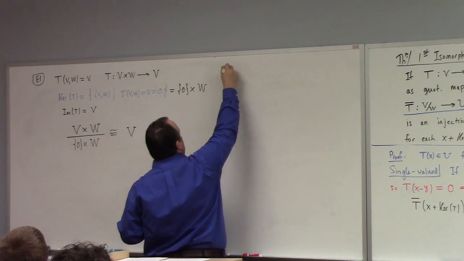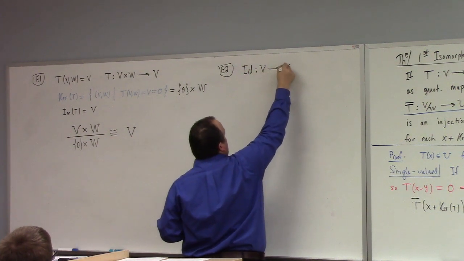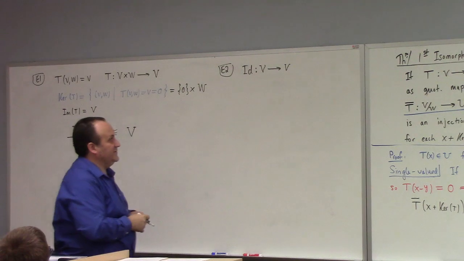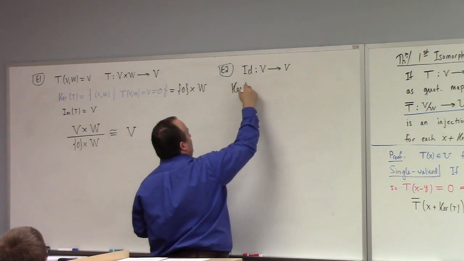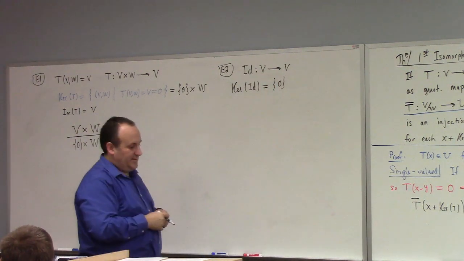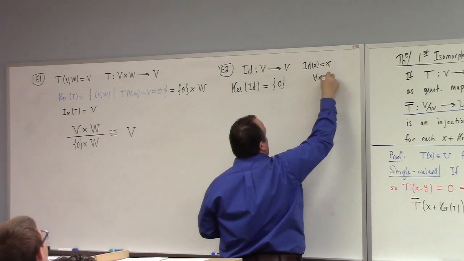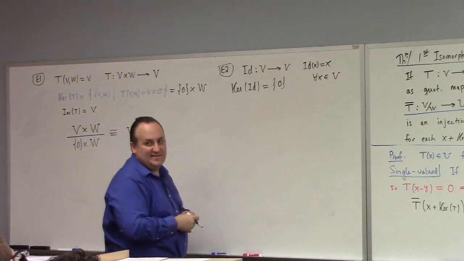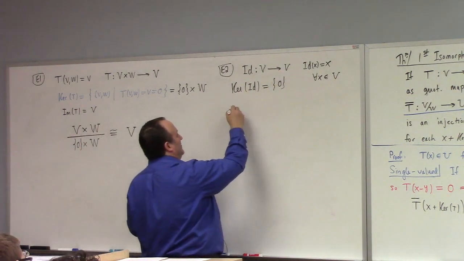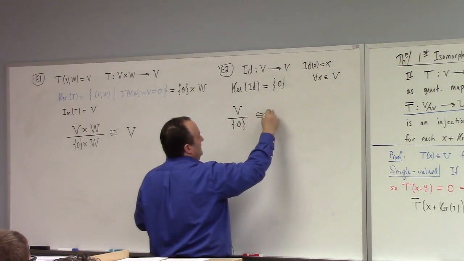Here's another one. How about the identity map from any vector space to itself, right? That's obviously a linear transformation. What happens when you apply the first isomorphism theorem to this? The kernel of the identity is just the set containing 0. Here I'm talking about x equals x for all x in V. And it's also pretty obviously a surjection. So the first isomorphism theorem says if we take V and quotient by the kernel, which is 0, it's isomorphic to V.